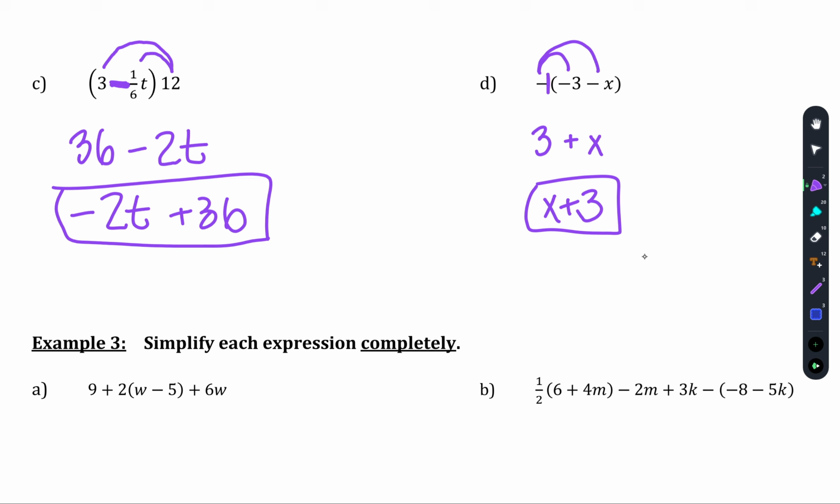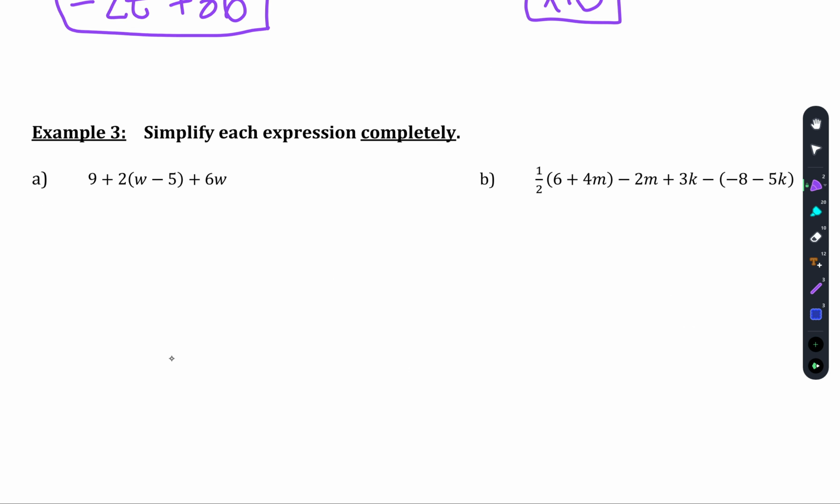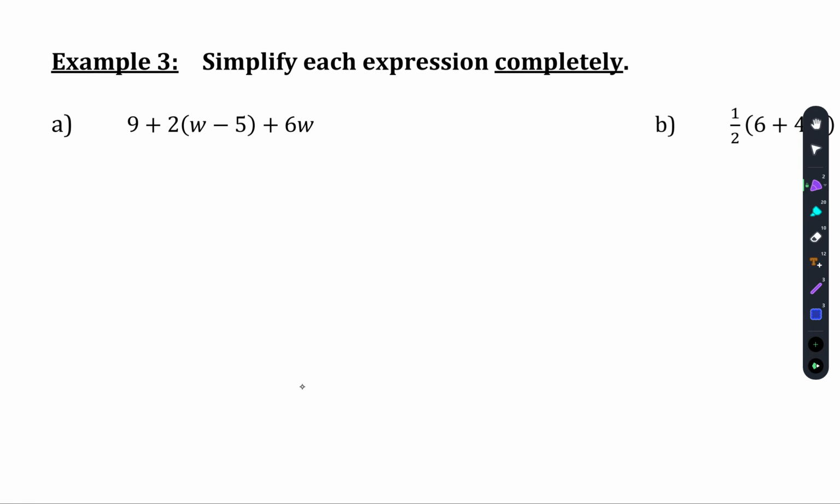Now we're going to put it all together. So distributing and combining like terms all at the same time. In letter A, we should always start with our distribution if we have it. So I see that 2 times w minus 5. That's what I'm going to do first. 2 times w gives me 2w. 2 times -5, don't forget that negative, minus 10. Drop everything else down.